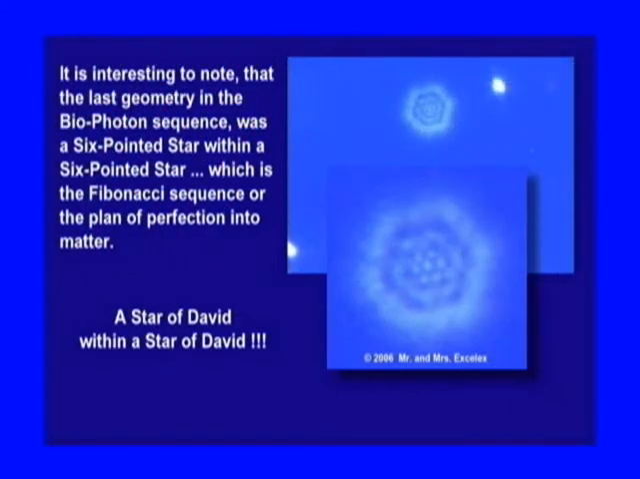It is interesting to note that the last geometry in the biophoton sequence was a 6-pointed star within a 6-pointed star, which is the Fibonacci sequence, or the plan of perfection into matter, a Star of David within a Star of David.